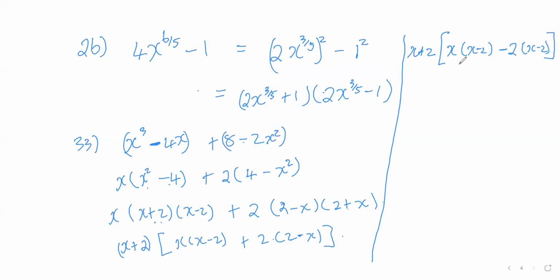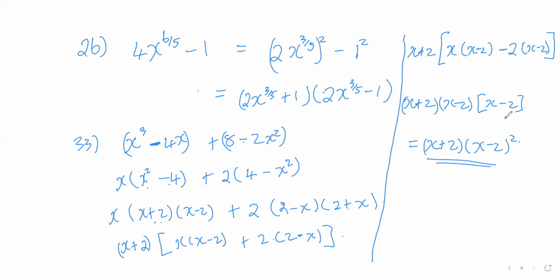So then x minus 2 is then common to both terms. So I get x plus 2 times x minus 2 into, in the bracket, I'm left with x minus 2. Okay, so the whole thing then boils down to x plus 2 times x minus 2 squared. Okay, and that's the complete factoring of that expression there.